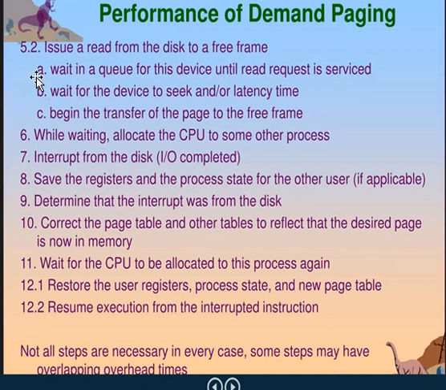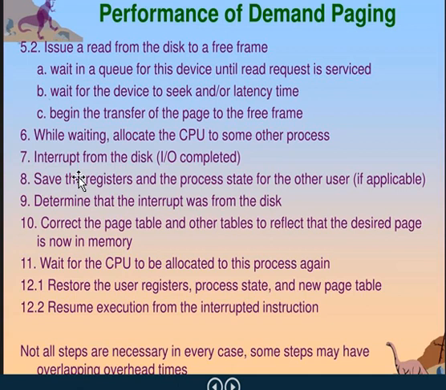Here in this we have 3 steps again. While issuing a read from the disk to a free frame, wait in a queue for this device until the read request is serviced. Wait for the device to seek and or latency time. Begin the transfer of the page to the free frame. While waiting, allocate the CPU to some other process. Then there is an interrupt from the disk, and the I/O completion has to be finished. And 8th point, save the registers and the process state for the other user. If step 6 is not executed, then you do this.